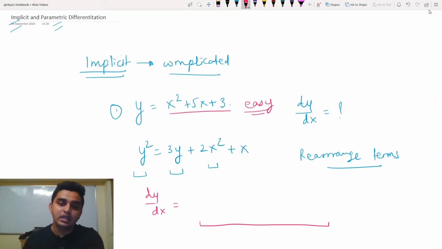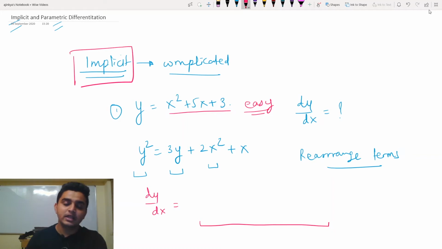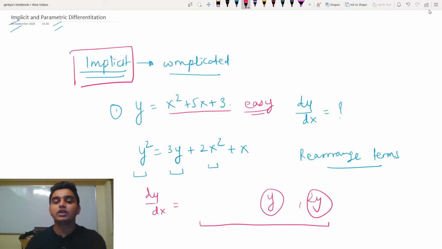And specifically in implicit function differentiation, it doesn't matter if the right hand side consists of any y's, like the term y in itself. So it can be y, it can be 2y, or it can be anything, as opposed to the previous examples which we have seen for logarithmic and other functions.